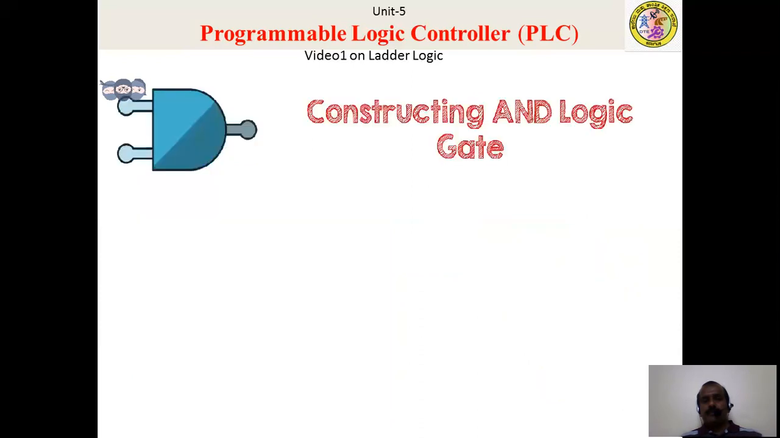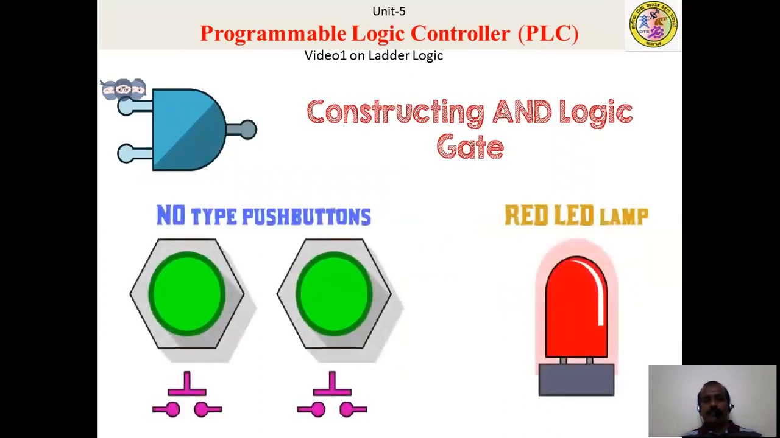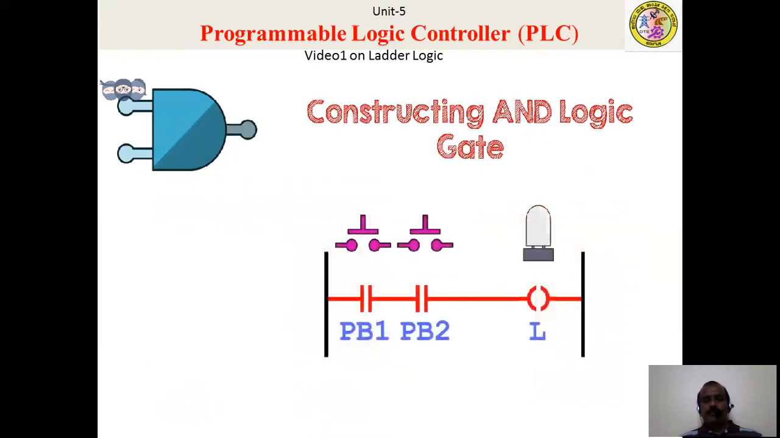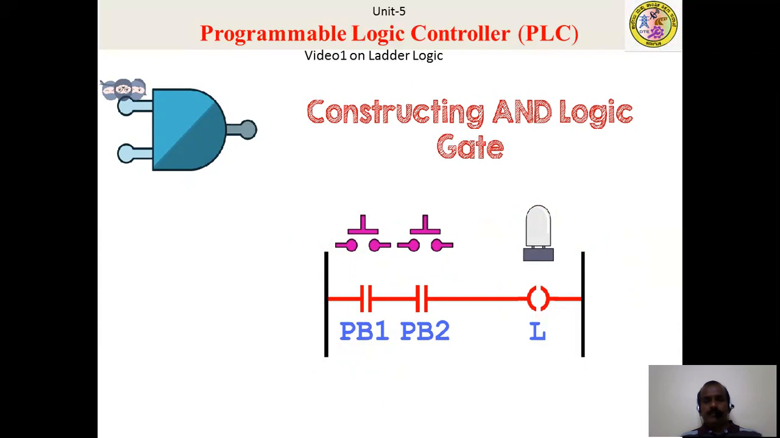Now, let us build an AND gate using 2 push buttons and a lamp. The ladder logic for the AND gate is shown here. We can see that one NO contact for each push button is connected in series. An output lamp is further connected in series.